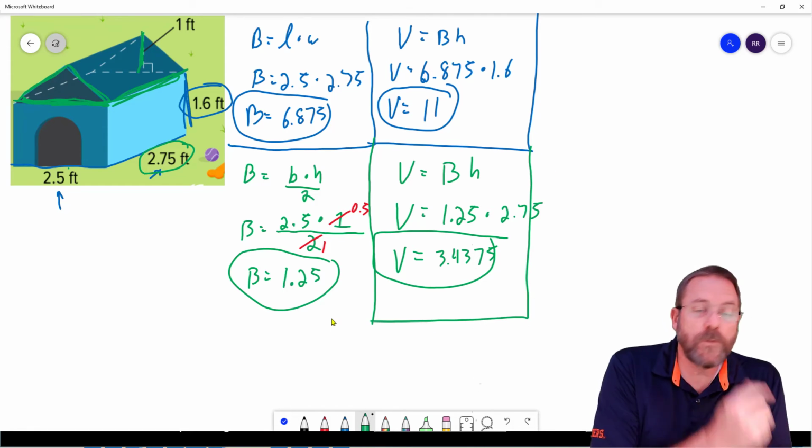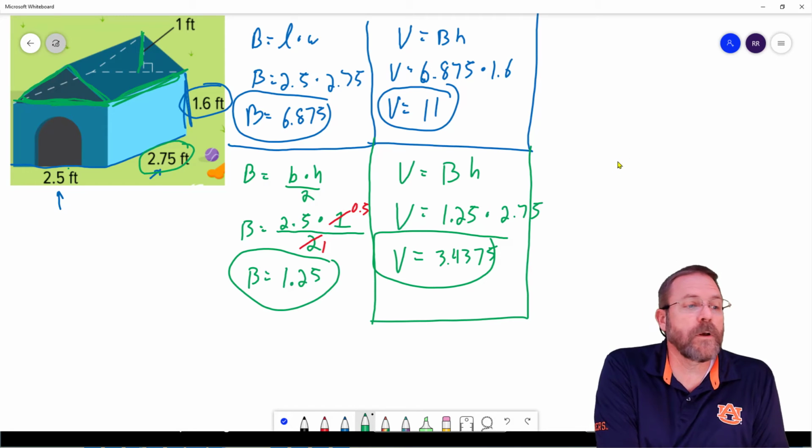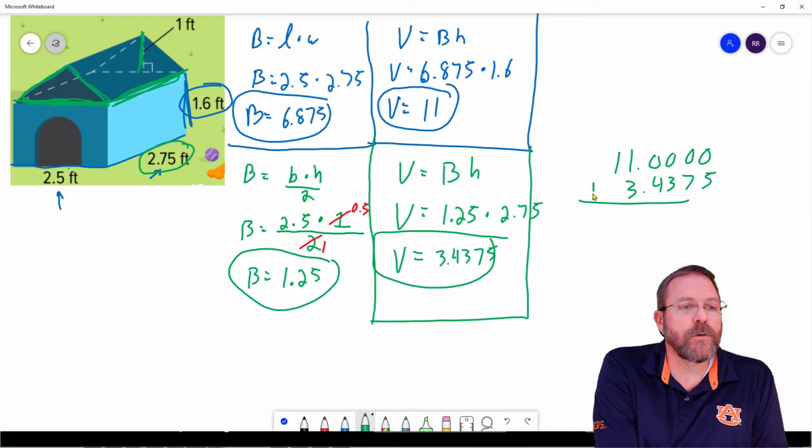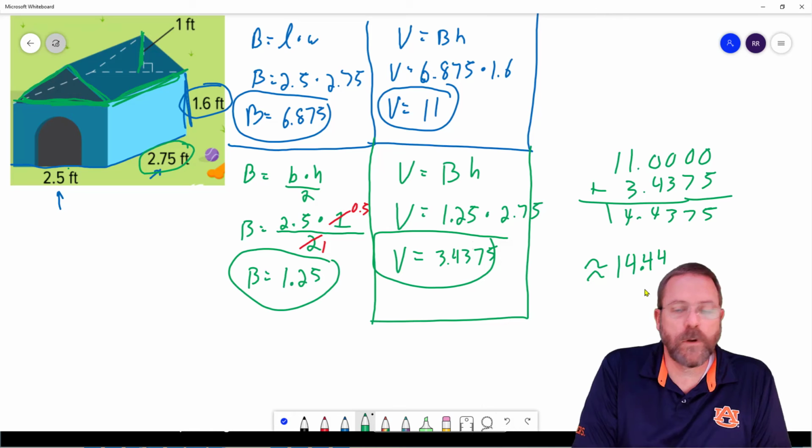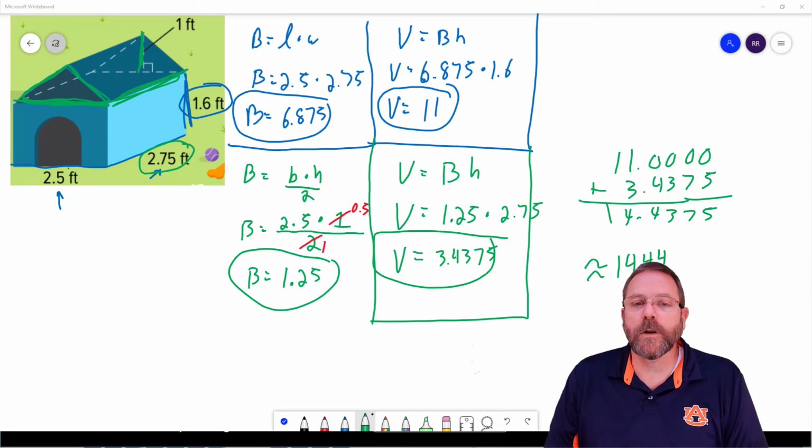Now, all that's left to do is add those two pieces up. So I have an 11.0000 and a 3.4375 for my two volumes. Those are added real simply, and when we get done, we're going to have 14.4375, which means we're going to round to the nearest hundredths of about 14.44, or 14 and 44 hundredths.